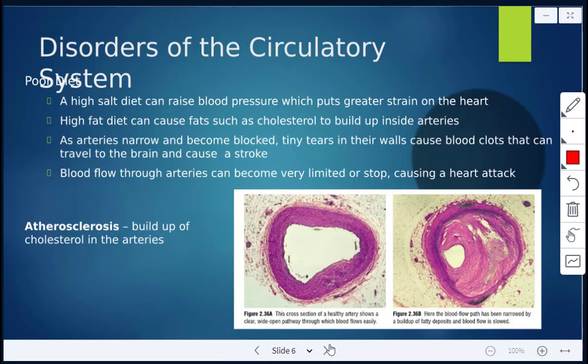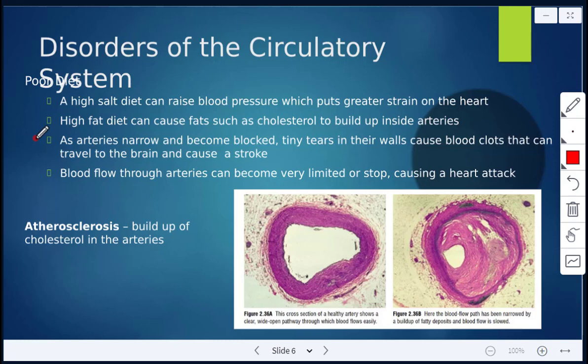All right. Continuing with disorders of the circulatory system. So poor diet, that's what it says there. A high salt diet can raise blood pressure. That'll put a greater strain on the heart. If you're eating a diet high in fat, such as cholesterol, that will also build up in the arteries. And then what happens is those arteries begin to narrow, they become blocked.